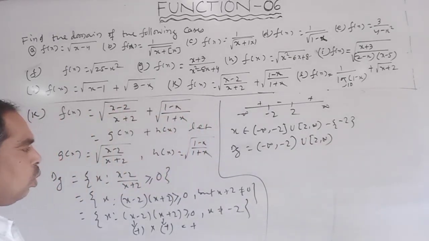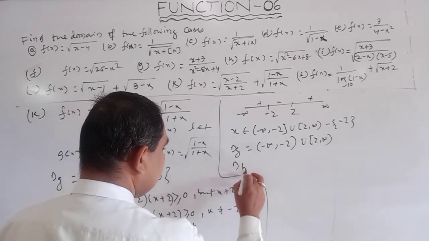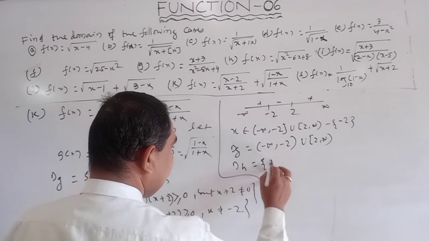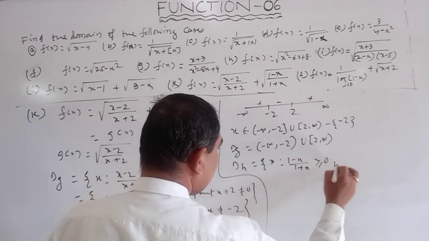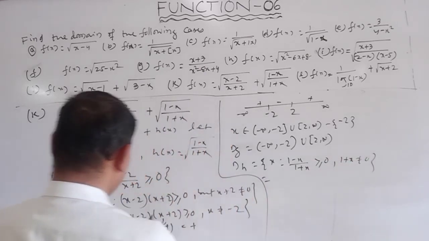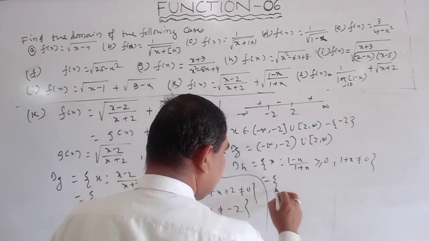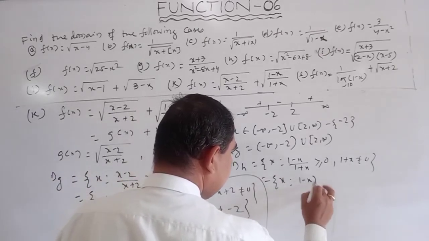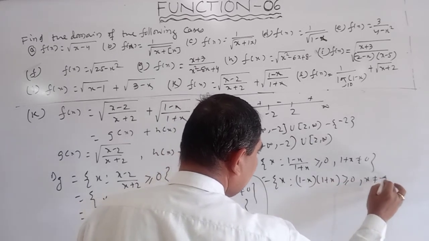Next, the domain of h, same thing. The domain of h is equal to x such that (1 minus x) divided by (1 plus x) is greater than or equal to 0, with the condition that 1 plus x is not equal to 0. So it is the same: x such that (1 minus x) into (1 plus x) is greater than or equal to 0, but x is not equal to minus 1.